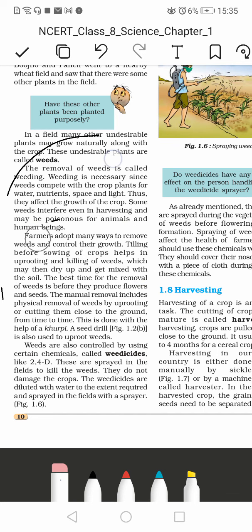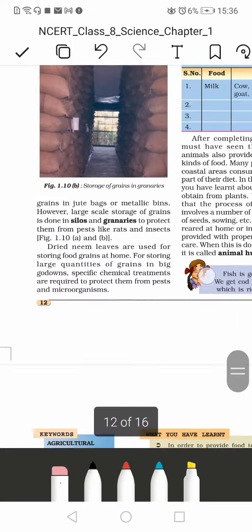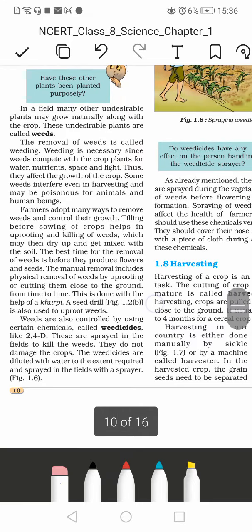I think we can end the video over here for now. This is page number 10 now. So we have 2 more pages and then we're done with the chapter. I think it should be done by part 9 or part 10.